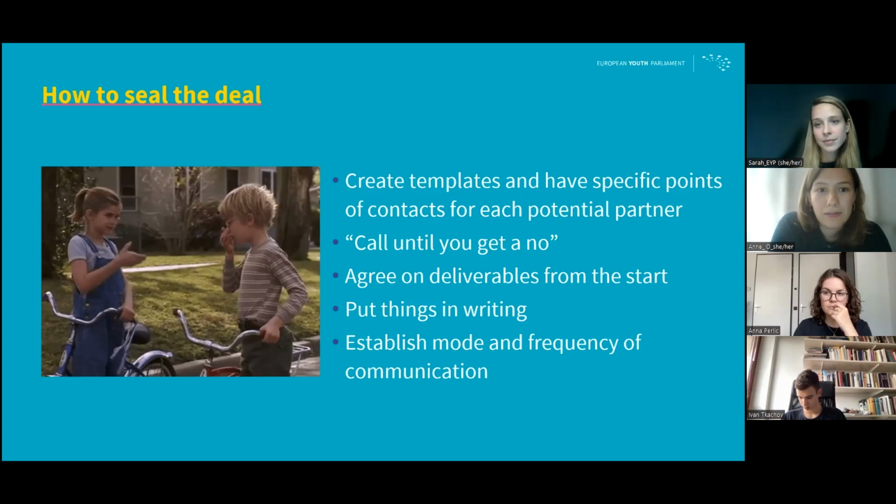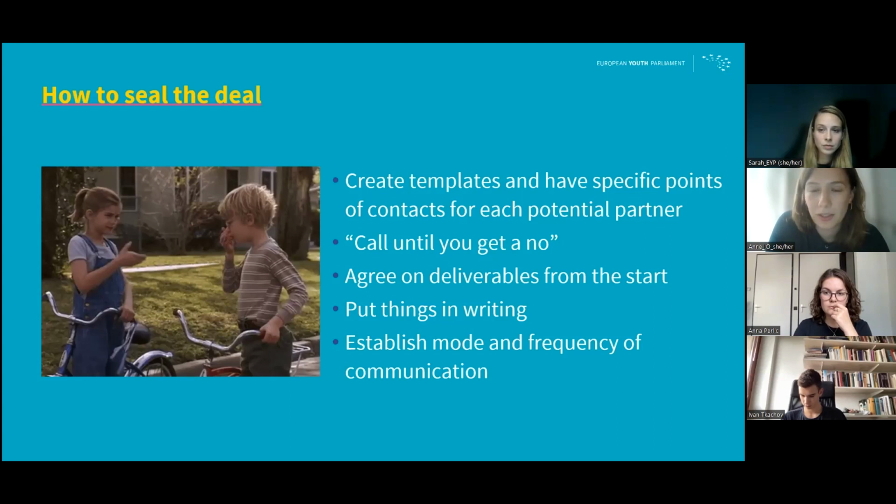When it comes to expectation setting, it is very important to agree on the deliverables that are part of your partnership from the very beginning, so that you don't disappoint your partners during the partnership. And that is very much related to putting things in writing.